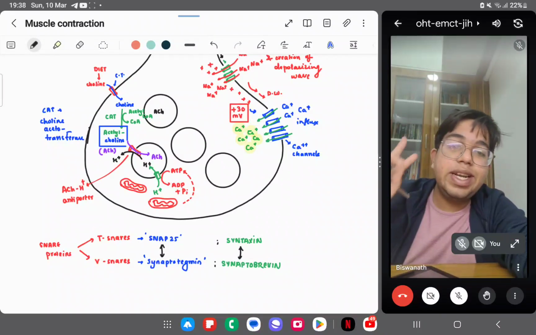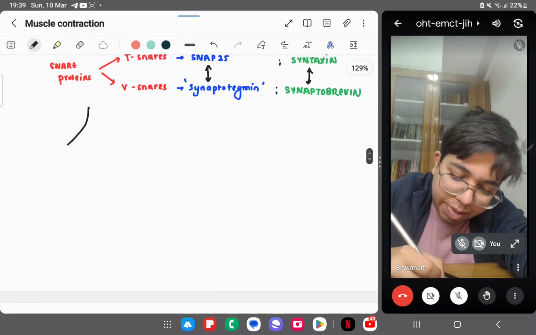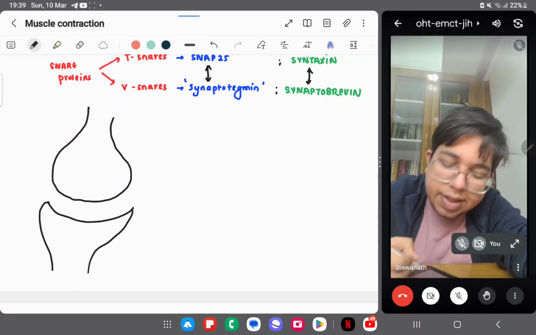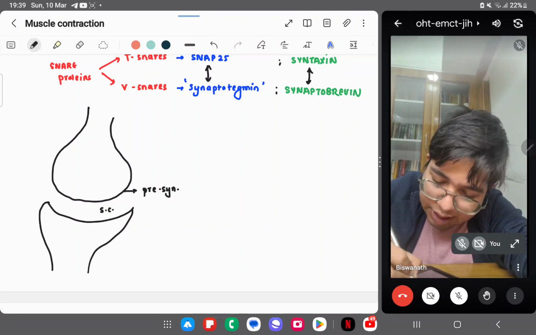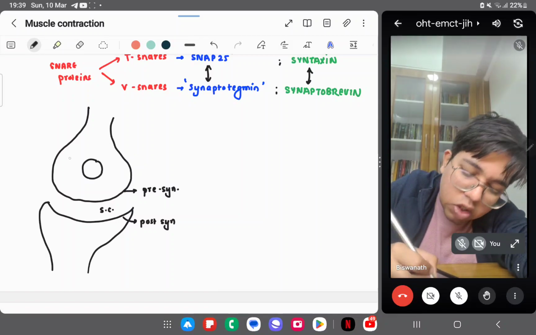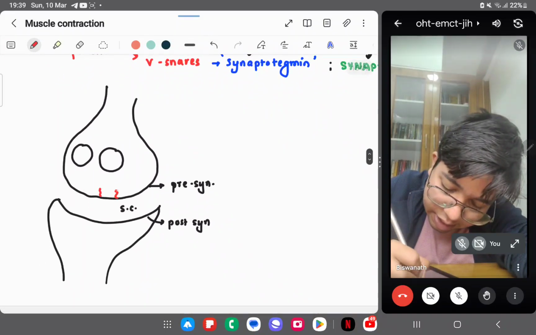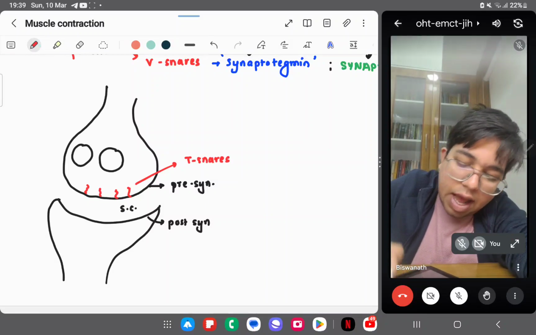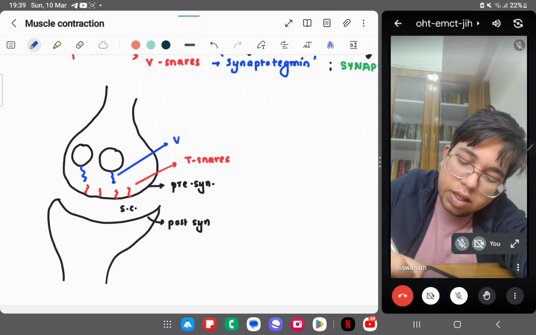How are they present? T snares, always remember, are present at the postsynaptic membrane. So what are the presynaptic and postsynaptic membranes? You have to understand. If you don't know, this is a synapse. This is the presynaptic membrane. This is the synaptic cleft or synaptic gutter. This is the postsynaptic membrane. This is a vesicle. So always remember, these are your T snares over here, and these are your V snares over here.